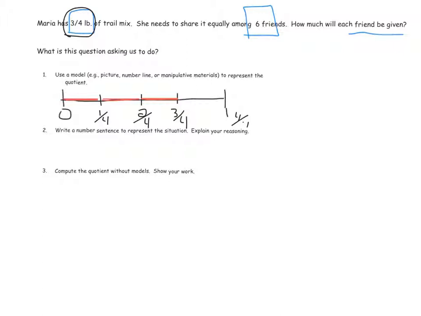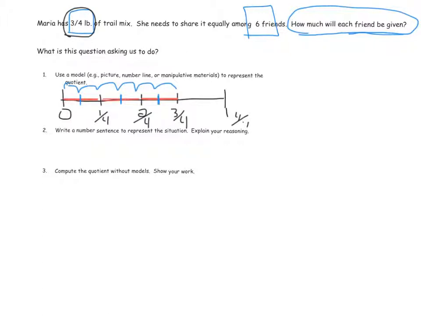This one's pretty easy because there's already 3 sections. So if we split each section in half, then that gives us 1, 2, 3, 4, 5, 6 different pieces. But what does this mean? What number? Because it needs to say how much will each be given. So visually we can see that, but what does that mean?